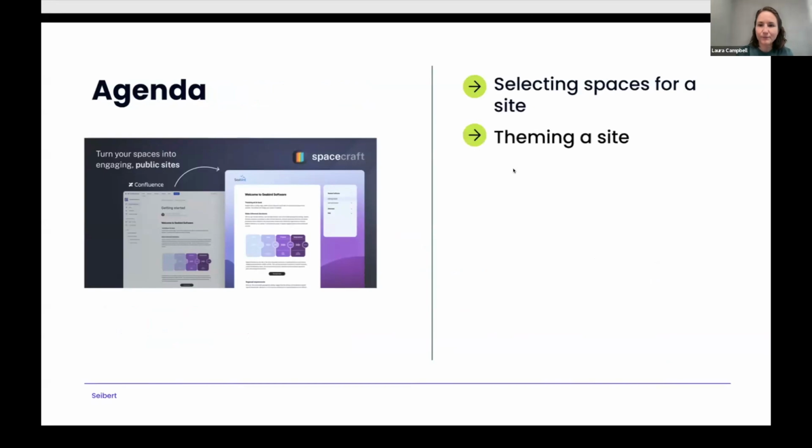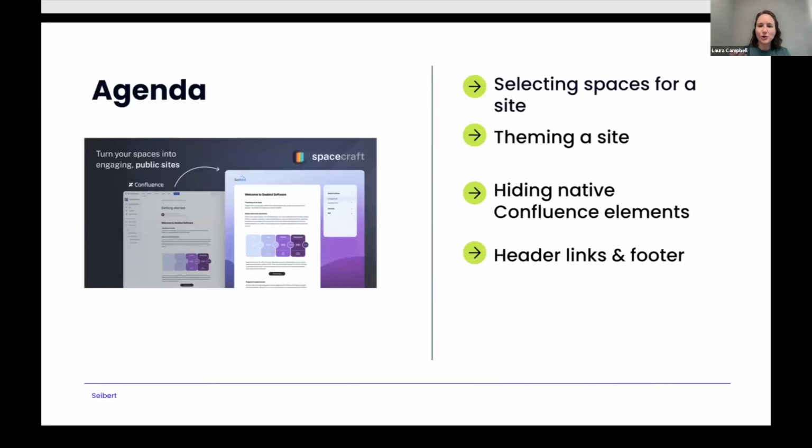So we are going to be starting off with selecting the spaces for a site, theming a site, looking at how you can hide native Confluence elements, and then look at how you can customize some extra elements like the links, header links, and footer. So I will pass it over to Jonathan, who's the product owner for Spacecraft, so he can show you how you can achieve all of that.